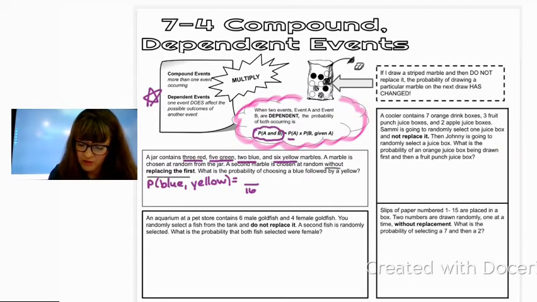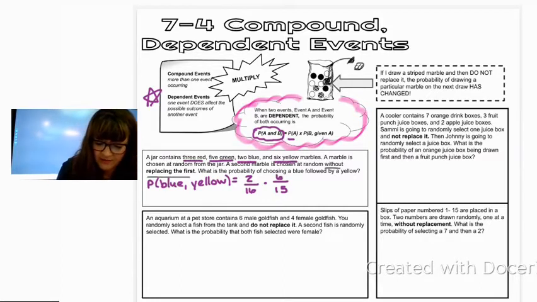We want the probability of choosing a blue on the first draw. There were 2 blue, so that's 2 out of 16 times. Then it said we did not replace the first one. So on the next draw, there are only 15 marbles in the bag. We're going to assume that we drew a blue on the first draw. Now we want to draw a yellow. There would be 6 yellows. And now we can simplify. 2 will go into itself once. 2 will go into 16 8 times. So 2 16ths becomes 1 out of 8. 3 will go into 6 twice. And 3 will go into 15 5 times.